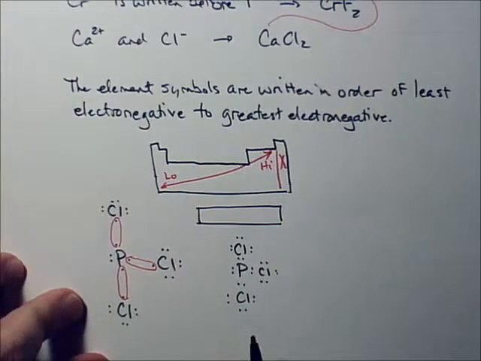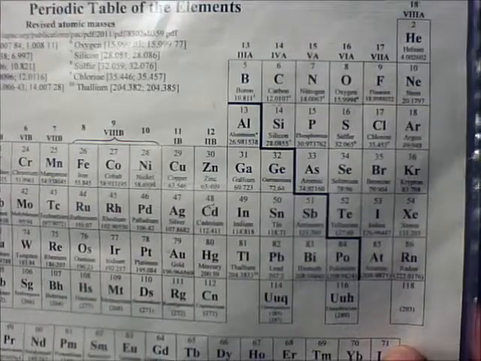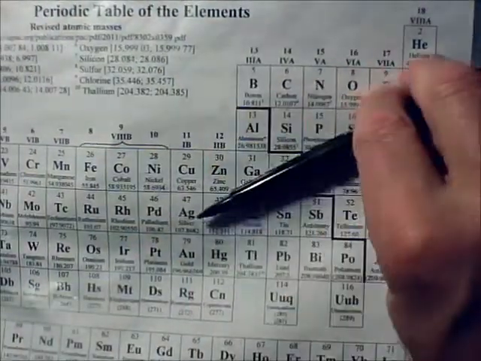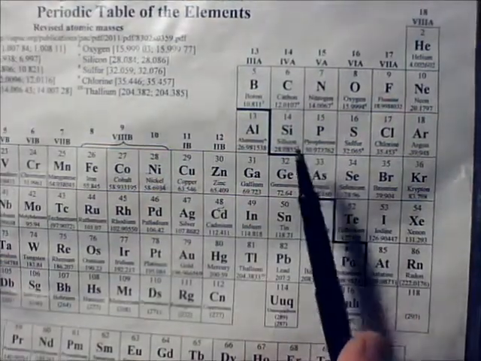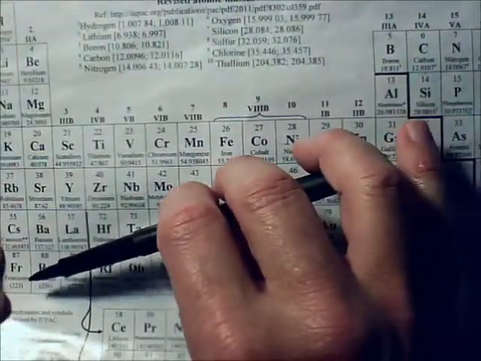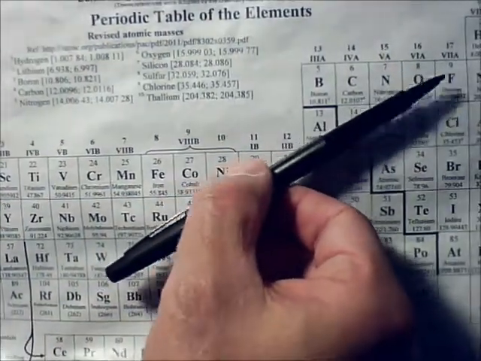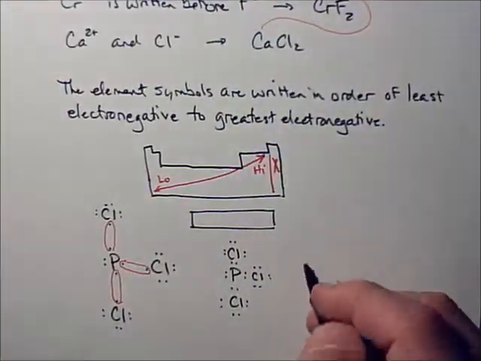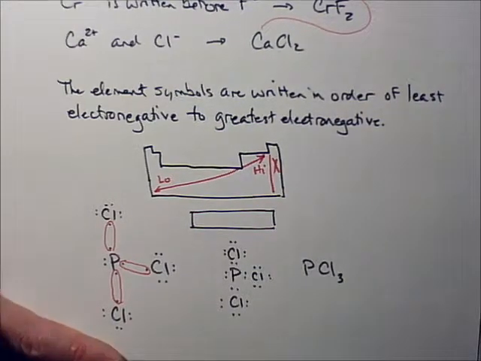So when we write the formula for this, because phosphorus is more in this direction, it comes first, because the more electronegative stuff is down here. The greatest electronegativity is up here, those come last. Okay? So the formula is PCl3.